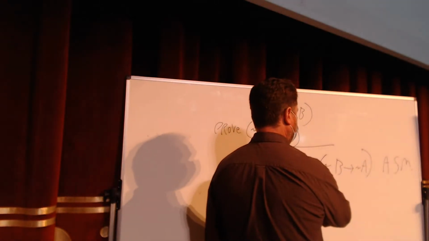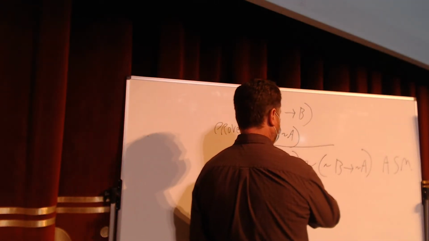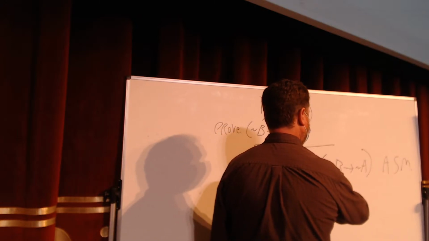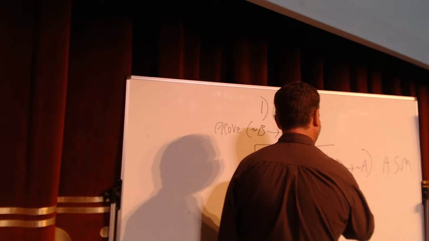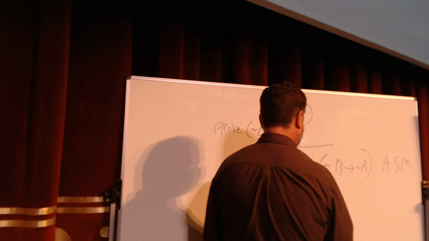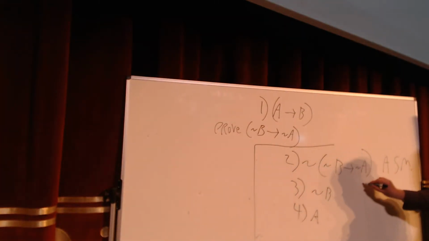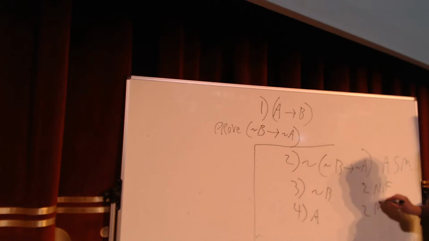Somebody help me. What do I do next? Yes, sir. Good. So I'm going to use the NIF rule, the negated conditional rule. I'm going to use it on statement 2. And I'm going to derive out the match of the left side, not B, and the opposite of the right side, which is affirmative A. Both of these are from statement 2. NIF, negated if then.